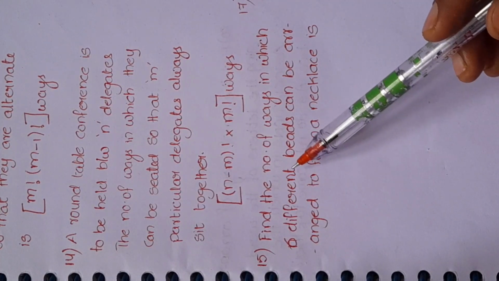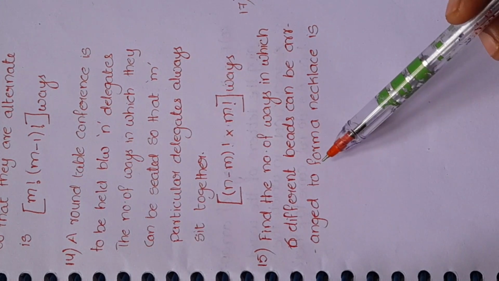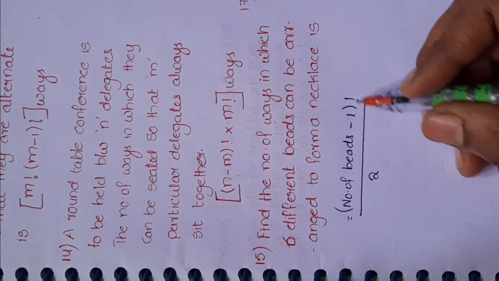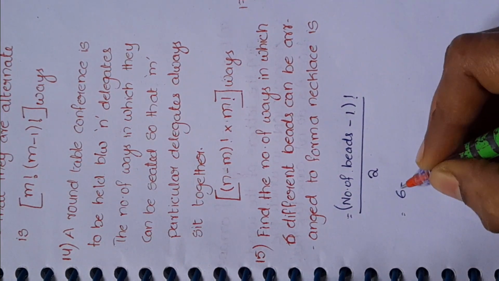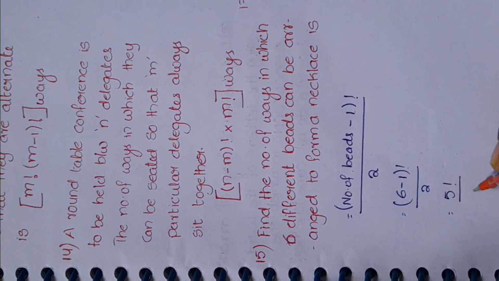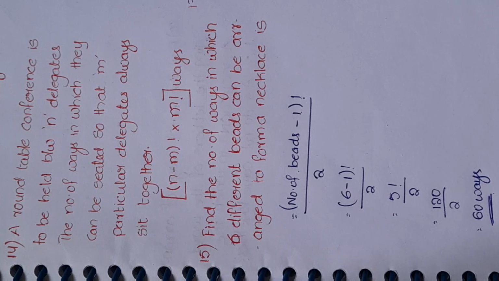15th one, find the number of ways in which 6 different beads can be arranged to form a necklace. The formula we use here is number of beads minus 1 factorial by 2. Here the number of beads is 6, minus 1 factorial by 2, that is 5 factorial by 2. 5 factorial value is 120 by 2. So the number of ways is 60 ways.